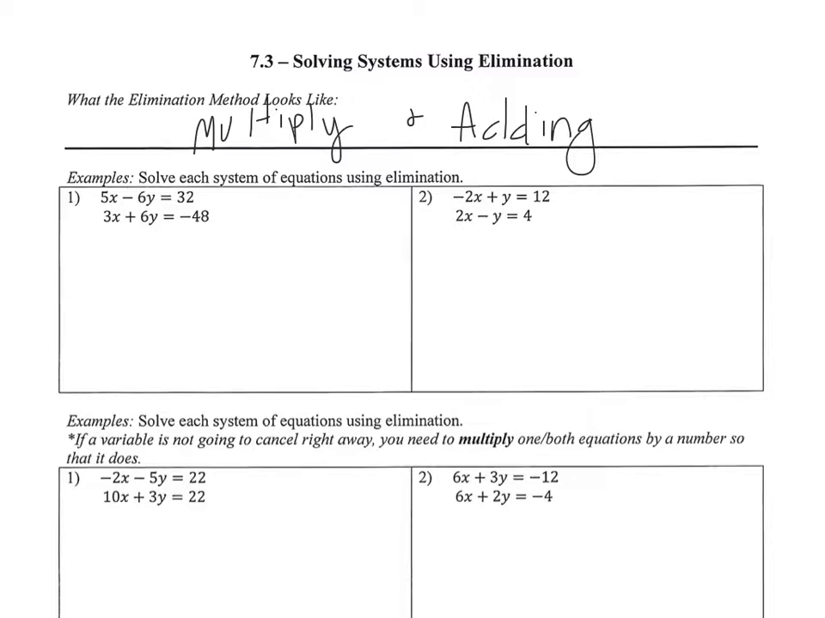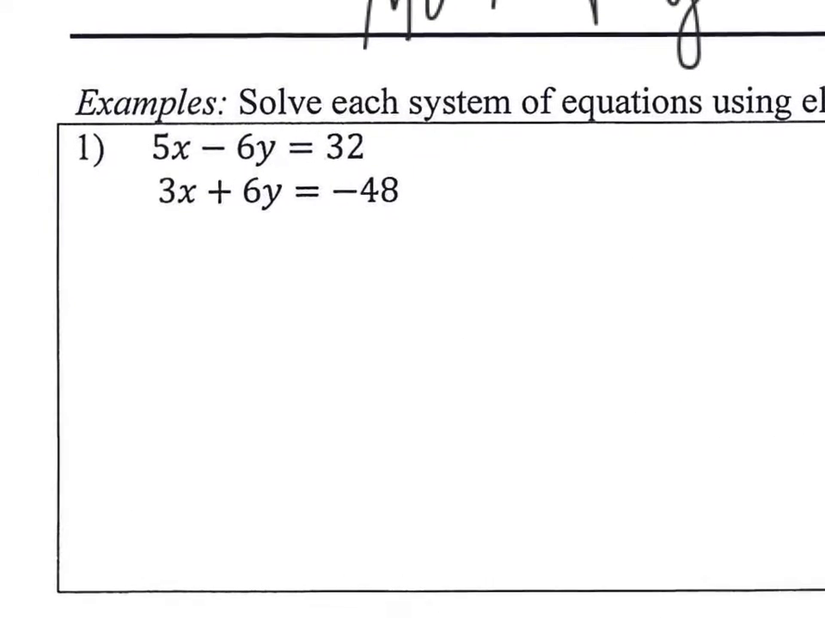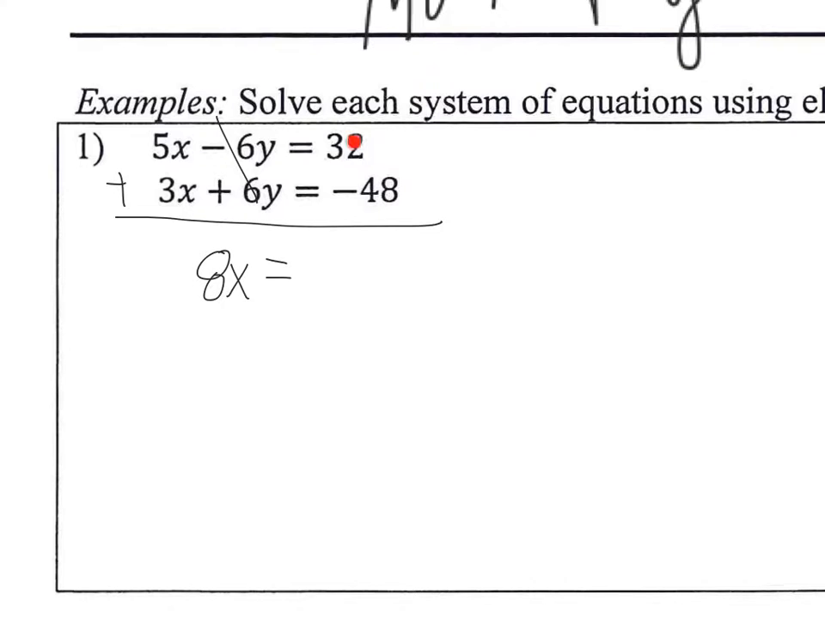To do elimination, you want to see if I add these equations up, will I be able to eliminate a variable? Notice both of these equations are in standard form. If I'm using elimination, I like to write them in standard form. If I add up the x's, I don't eliminate the variables, but if I add up the y's, I will eliminate the y variable. Then I'm left with 5x plus 3x is 8x, and negative 48 plus 32 is negative 16. If I divide both sides by 8, I get x equals negative 2.